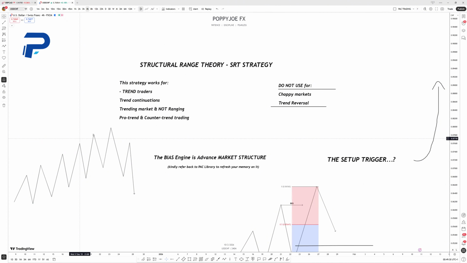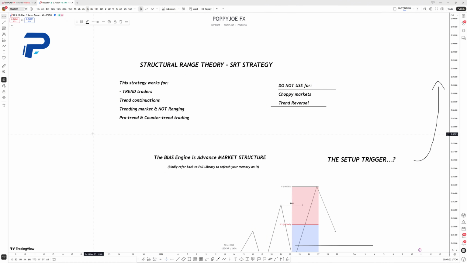Now, like I said, it works best in trendy markets and not ranging markets. So when you have a very consolidating market, you might not really want to use this approach or this strategy. Do not use it for choppy markets. And for reversal, you don't actually want to use this. However, it can also work in reversal under certain conditions, right?